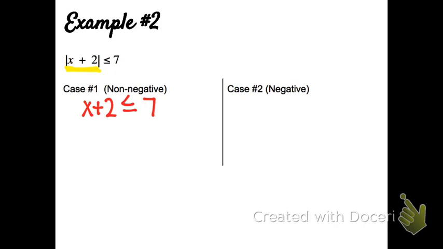The second one, what's inside the absolute value stays the same, but instead of less than or equal to, I'm going to say greater than or equal to. So I'm going to switch that. And instead of 7, I'm going to say negative 7. So those are the two key points again. You're switching that sign. Instead of less than, it's now greater than. And instead of 7, it's negative 7.